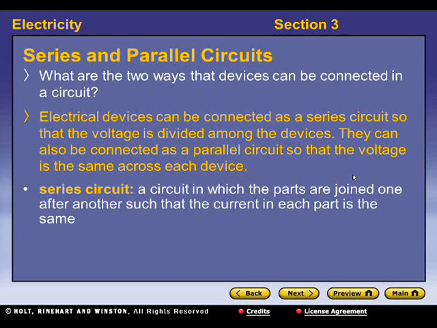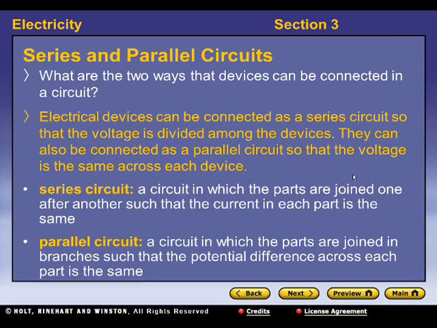The definition of a series circuit is a circuit in which the parts are all joined one after another such that the current in each part is the same. It's basically one conducting path all the way around, like one loop, where all the charges have to go through every part of the circuit, then back to the source.